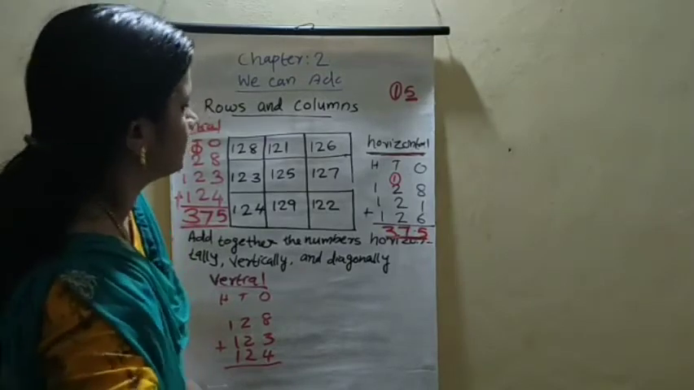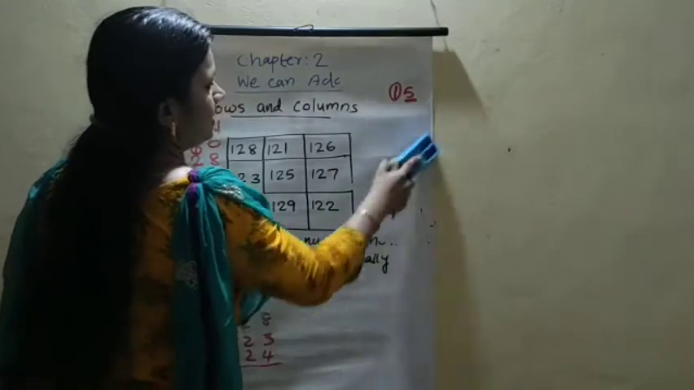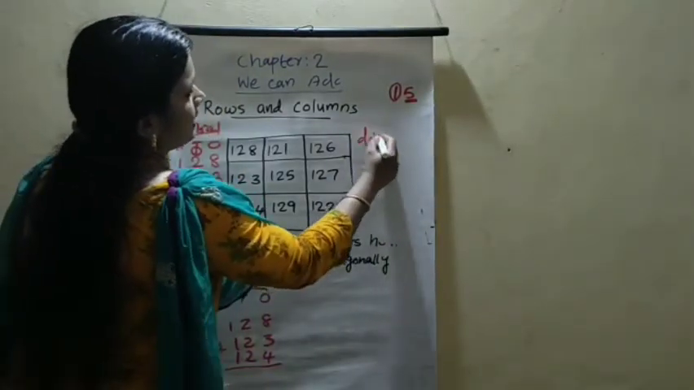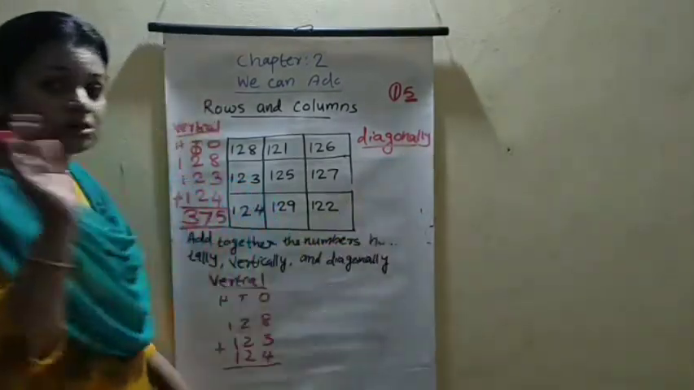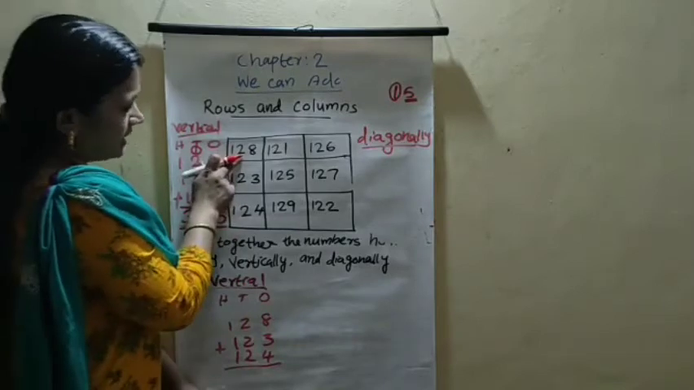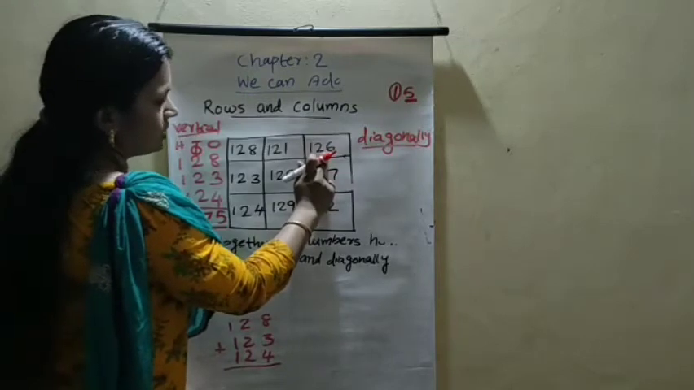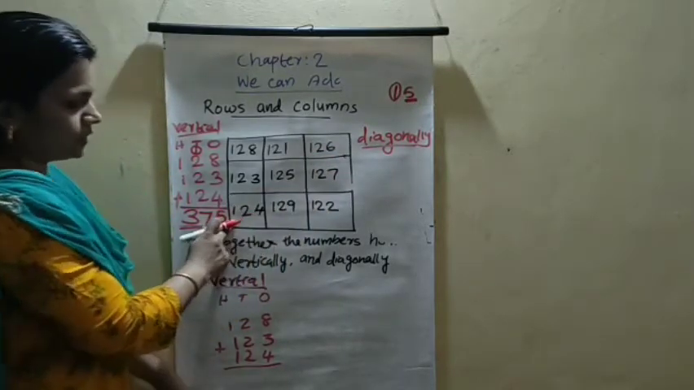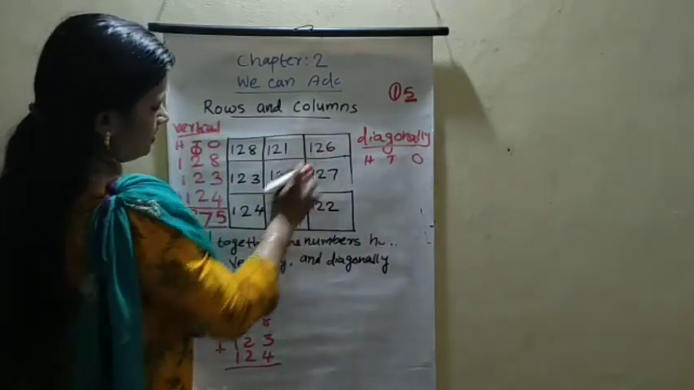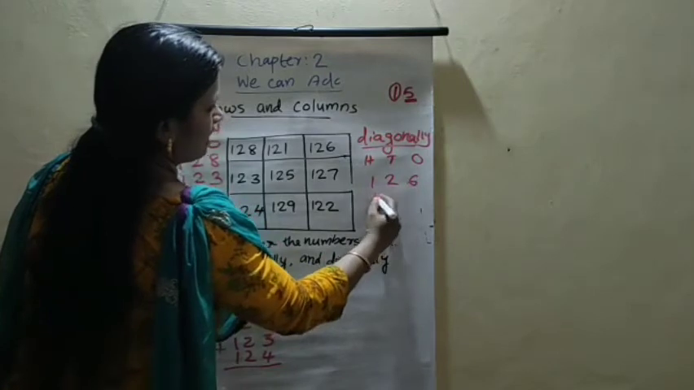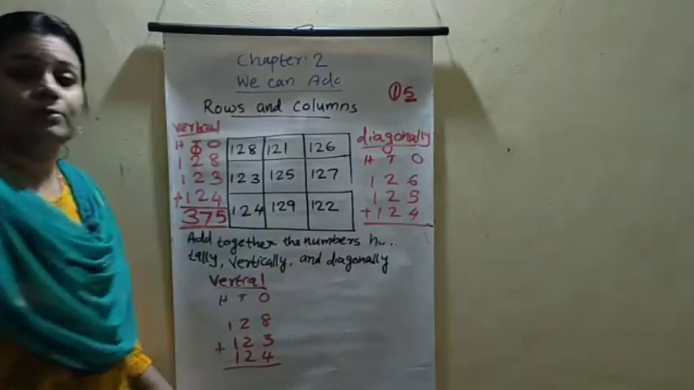How to write diagonally? Diagonally, how to write here? Then I rub here diagonally. What is diagonal? One example each I have given. Diagonally: 128, 125, 122 or 126, 125, 124. Then we are writing hundreds, tens, ones. This we are writing: 126, 125, 124.